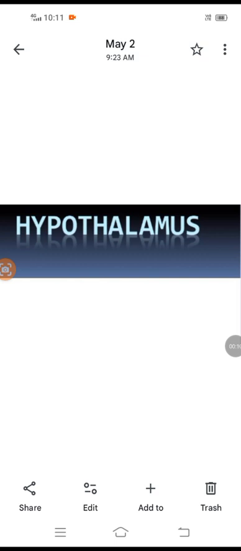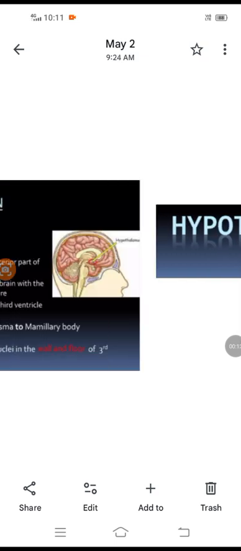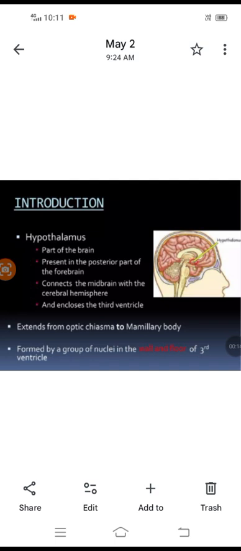Today we can see about hypothalamus. Functions of hypothalamus, so we can see the introduction now. Hypothalamus is a part of brain present in the posterior part of forebrain. It connects the midbrain with the cerebral hemispheres and encloses the third ventricle.